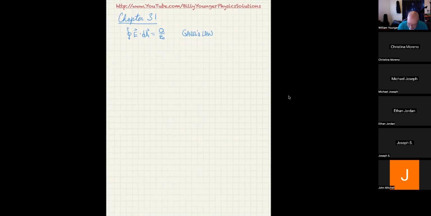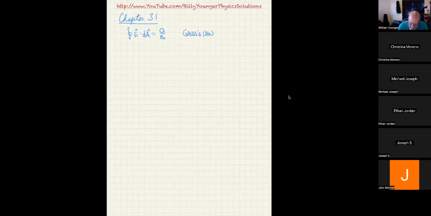So it turns out the equation for Gauss's law for the magnetic field is just the closed integral of B dot dA is equal to 0. Notice I left off the enclosed ENC subscript. That's just to save some room.